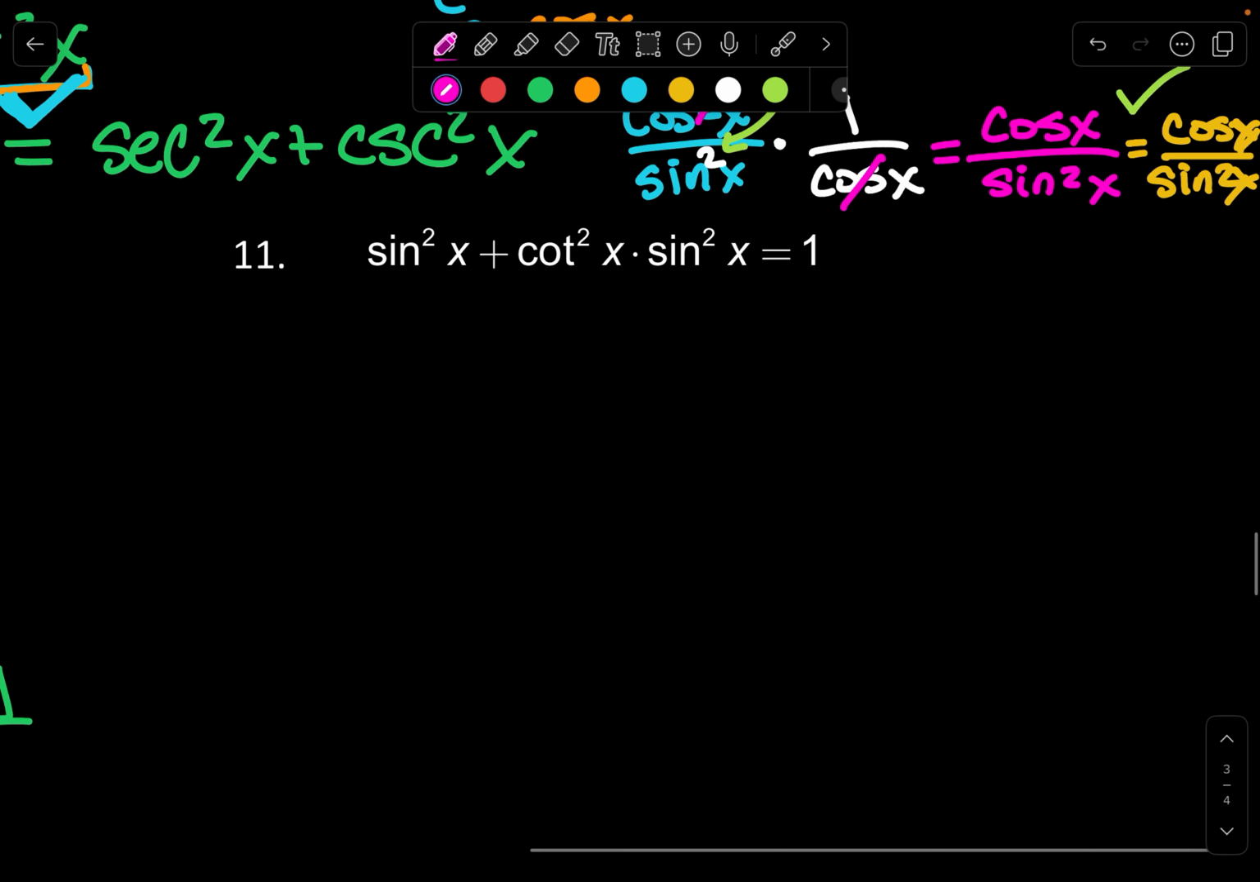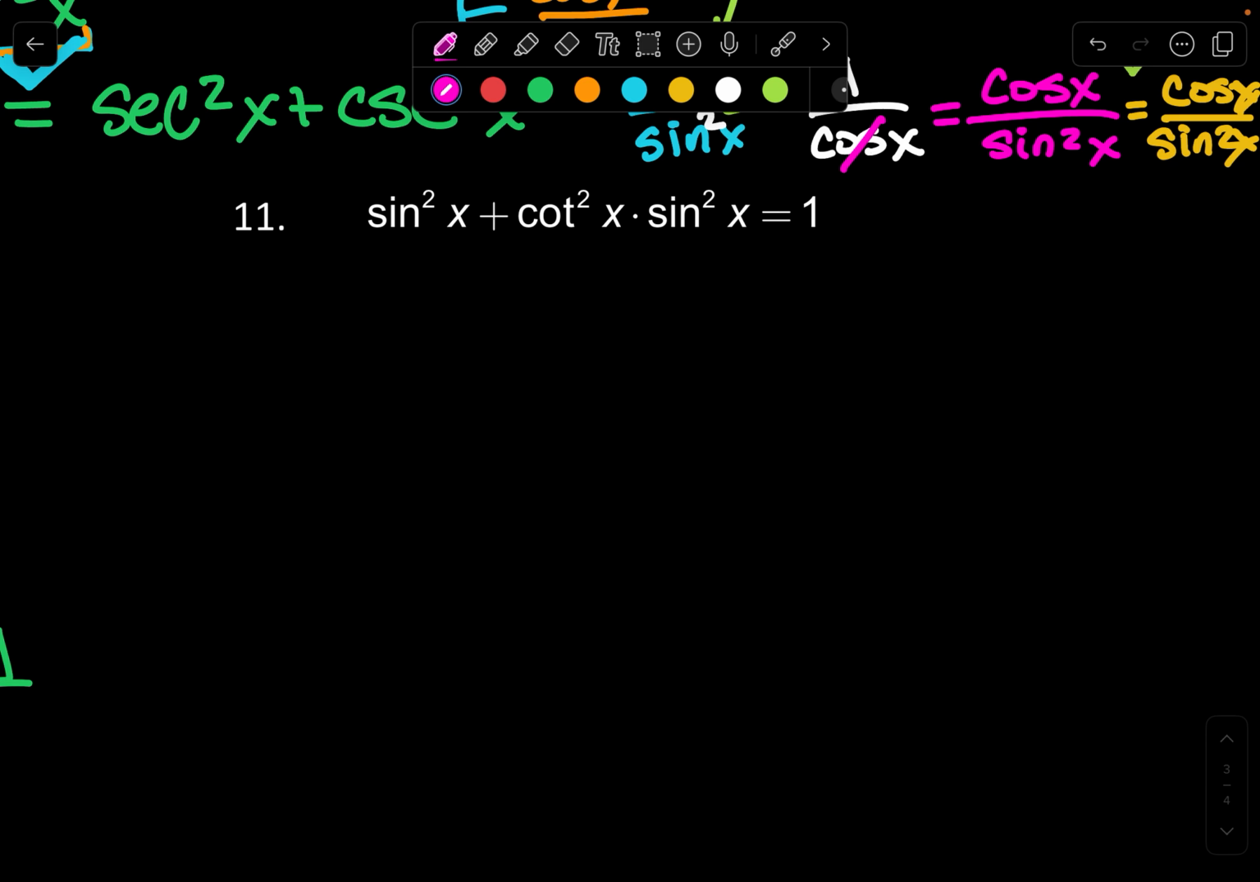All right, for 11, sine squared plus cotangent squared x times sine squared x equals 1. We got a lot going on here. Let's start by rewriting cotangent in terms of sine and cosine.